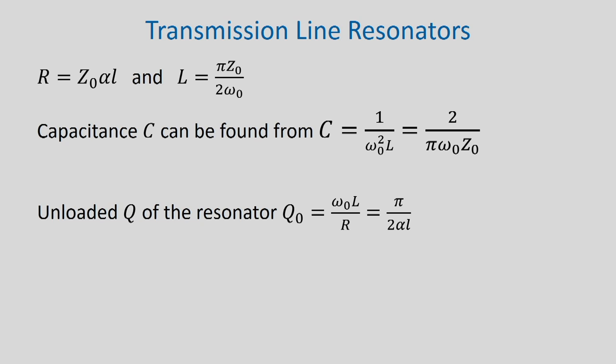Now, the unloaded Q of the resonator is given by Q naught is equal to omega naught L by R. So, if we substitute L and R here, R equal to Z naught alpha L and L equal to pi Z naught by 2 omega naught, then we get Q naught, the unloaded Q of the resonator, to be equal to pi by 2 alpha L.